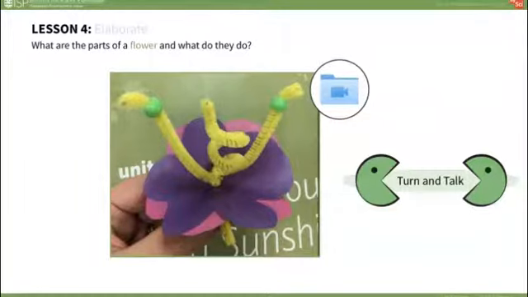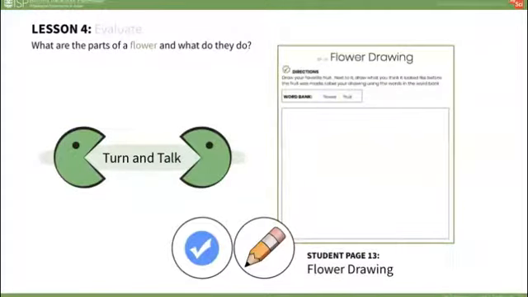Ask students, how does your flower model compare to a real flower? Allow students to turn and talk, then share out. Finally, use the flower drawing sheet on student page 13 for evaluation. Ask students, what does a flower do for a plant? How have our ideas changed? Allow students to revisit their chart paper answers and revise using a turn and talk.